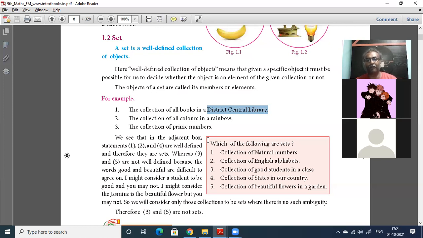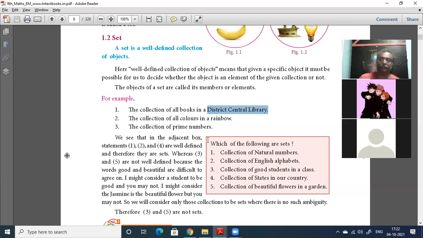Collection of beautiful flowers in the garden. Is that a well-defined set? Not well defined. Who is to say what is beautiful? Arpana may like roses, Sandhya may like lilies, another person may like jasmines. Then I may say two-thirds are not beautiful, and you say no, everything is beautiful. Subjective things are not well defined. I might consider the jasmine a beautiful flower, you may not. So we'll consider only those collections to be sets where there is no such ambiguity.